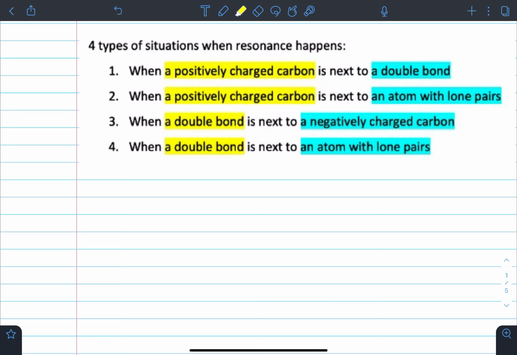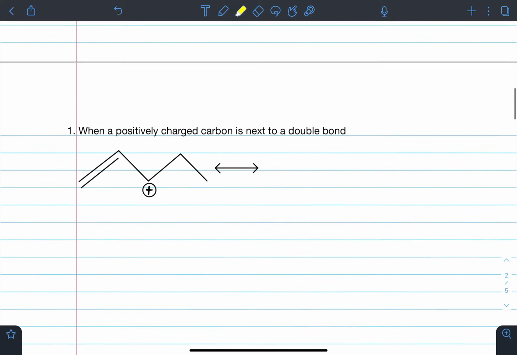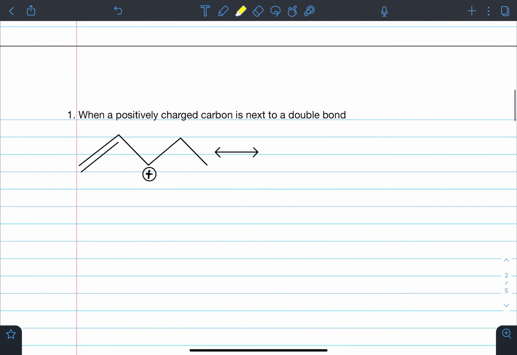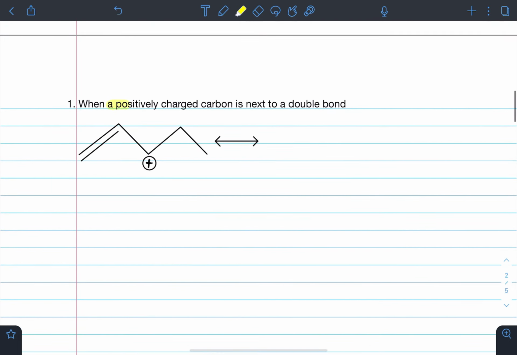It looks overwhelming at first. It's okay. We're just gonna go over each one of these one by one and try to make it super clear for you guys, okay? All right, so first off, I have a structure here. Let's label everything. So here I have a positively charged carbon that is next to a double bond, okay?